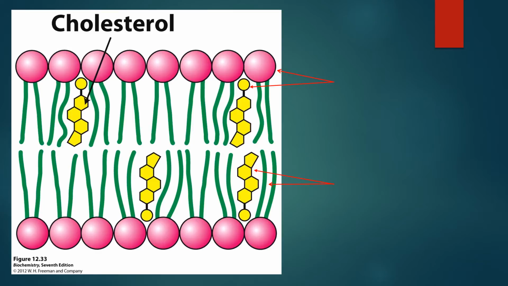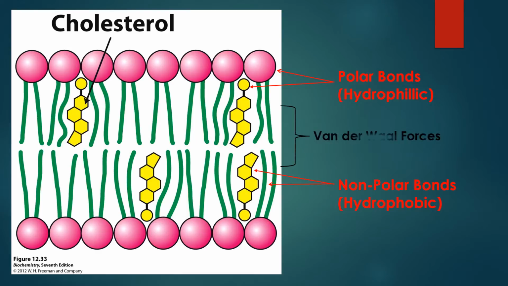Cholesterol makes up about 30% of the cell membranes in animal cells. Like phospholipids, cholesterol molecules are also amphipathic, with a hydrophilic head and a hydrophobic tail. The polar forces allow the hydrophilic regions of the cholesterol molecules to bind with the hydrophilic heads of the phospholipids, while the nonpolar regions of the phospholipids and cholesterol interact by van der Waals forces.